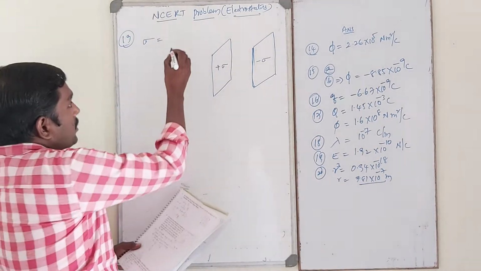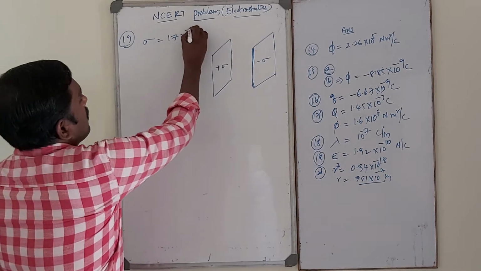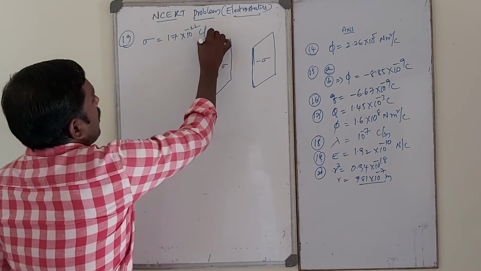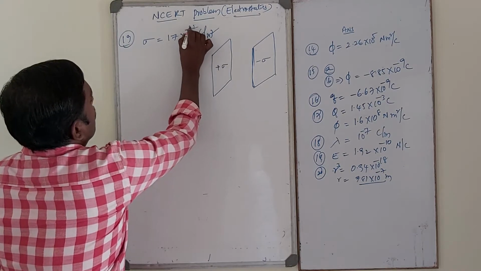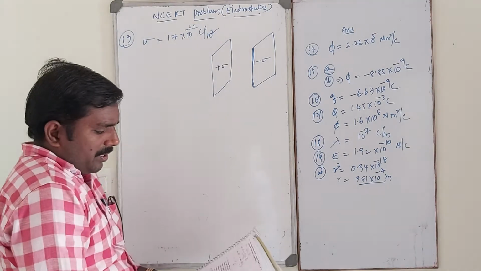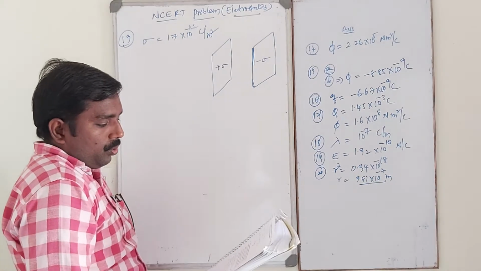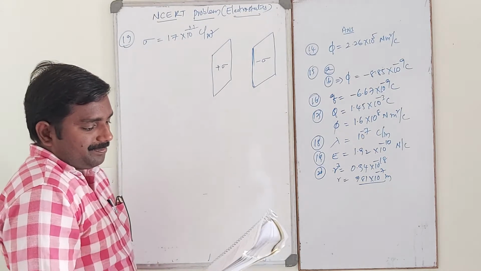Sigma is equal to 17 into 10 to the power of minus 22 coulomb per meter square. 17.0 is nothing but 17. So sigma is 17 into 10 power minus 22 coulomb per meter square. What is vector E?